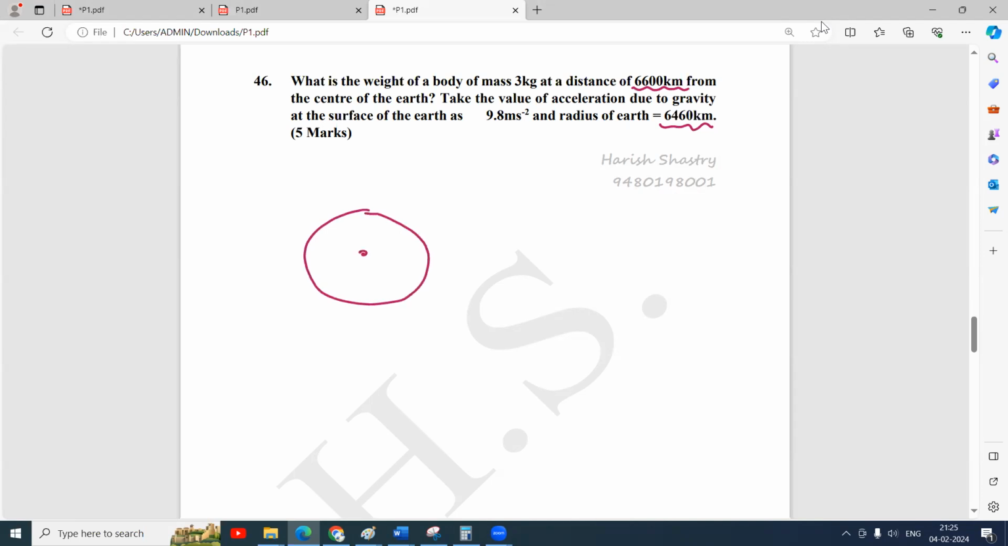So let us see how much that height will be from the surface of the Earth. So radius of the Earth is 6,460 kilometers. And the point is outside because the distance, 6,600 kilometers, is more than the radius. So how much is the height? That is what is needed now. So height is 6,600 minus 6,460, that comes to 140 kilometers.